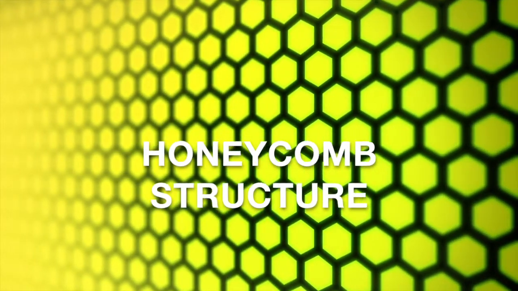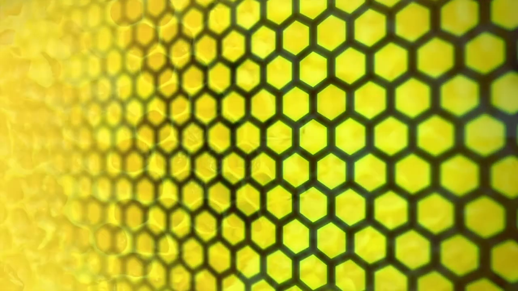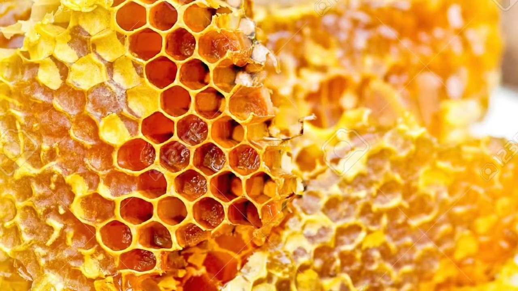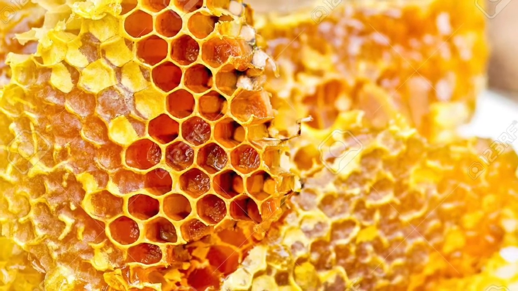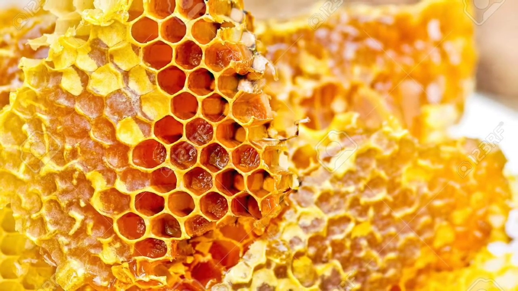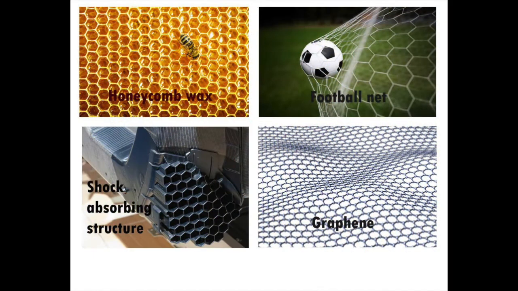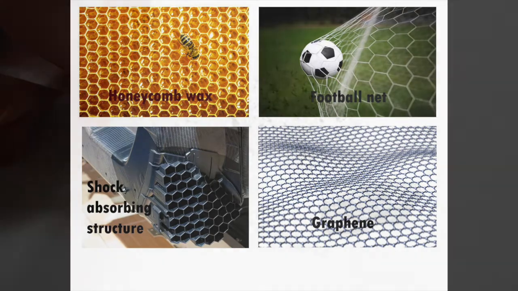What's so unique about the honeycomb structure? Mathematical calculations reveal that the honeycomb structure found in honeybee hives is the best structure to achieve the highest strength with the lowest amount of mass possible. This inspired many man-made honeycomb structures with high strength-to-mass ratios, such as football nets and shock-absorbing structures found in cars.